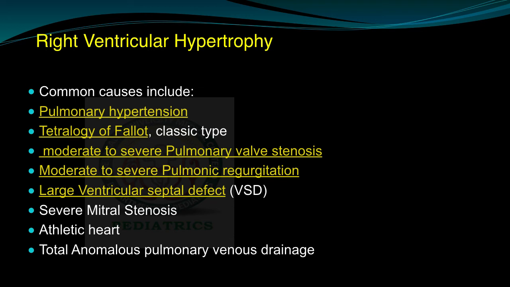Then you have your total anomalous pulmonary venous drainage, wherein the four pulmonary veins, instead of draining to the left atrium, are connected to a common pulmonary vein, and that common pulmonary vein is connected either to the inferior vena cava or to the right atrium, causing now increased volume into the right ventricle. Now, let's go now to your left atrium.